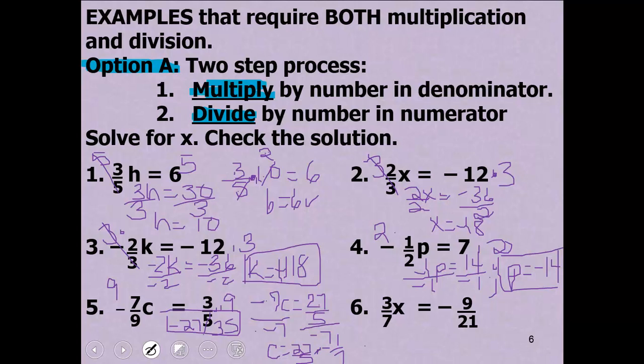All right, welcome back. I'm going to multiply both sides by 7. And I get 3x is equal to, I'm going to cancel as I go, negative 9 over 3. Negative 9 over 3 is negative 3. And then I'm going to divide by 3. And I get x is equal to a negative 1.